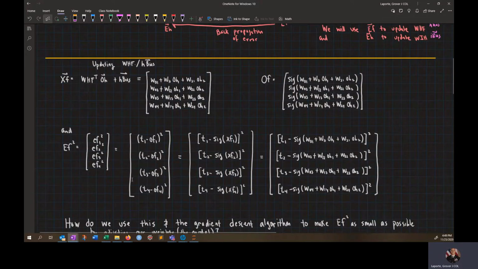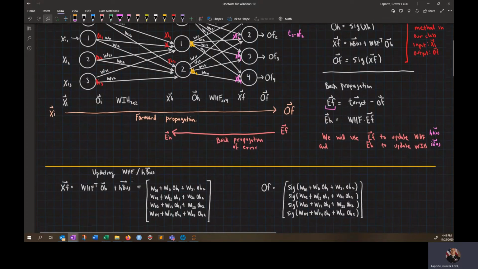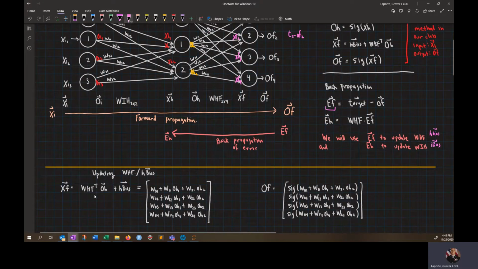Here is the math that's associated with it. So what is XF? All right, what is this XF business? Well, that's just the H bias plus WHF transpose times OH. So that would be WO1 plus W11 OH1 plus, so all I did right now is write out the math that you would have to do. So for example, if we find XF1, all that is WO1, right?